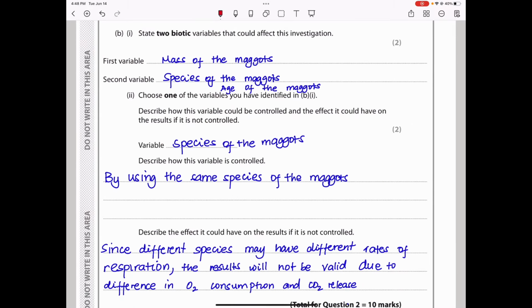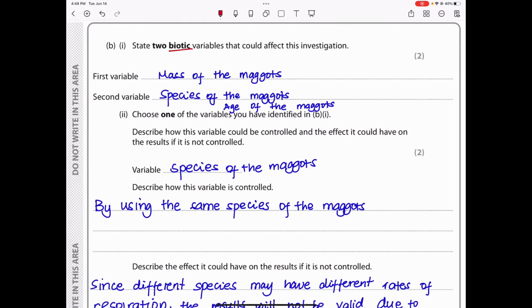The next part says, state two biotic factors or biotic variables. Here, biotic means living or biological, basically living. State two biotic variables that could affect this investigation. When they ask you to state biotic variables, you're looking at things to do with the organisms that you're working with, the age, the mass. So here I say the first variable should be the mass of the maggot. You could talk about the species of the maggot, the age of the maggot, the sex of the maggot. All those are going to be biotic factors or biotic variables.